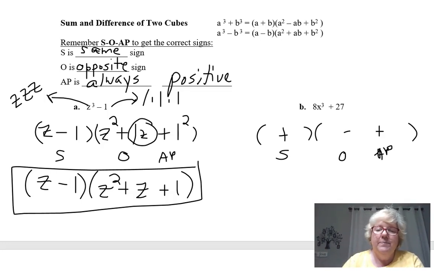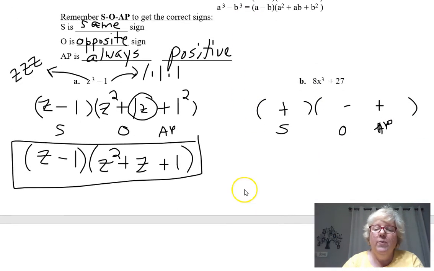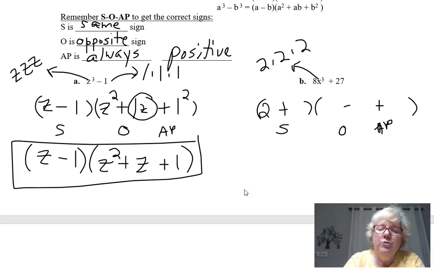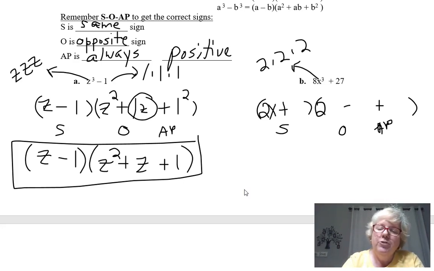Now, 8. The number 8 is a perfect cube. If you look up here in your chart for cubes, the 8 comes from the original number of 2. So 8 is actually 2 times 2 times 2. And it also had x to the third. So I'm going to put 2x in the short parentheses, and then I'll put 2 squared x squared, because remember I had 3 of these. One of them goes in the front parentheses, 2 of them go in the longer, larger parentheses.